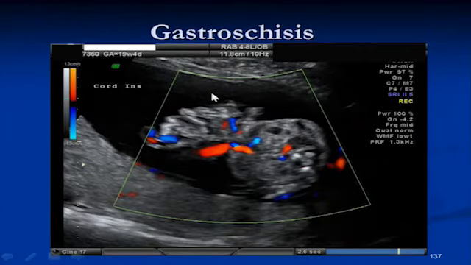It's mostly sporadic. It's believed to be caused by a vascular event, or somehow the omphalomesenteric artery is ruptured. So it doesn't supply this area of the abdomen, and therefore that area will not close, will have a defect, and then the bowel will herniate through that defect. These are the 5 features we mentioned already.